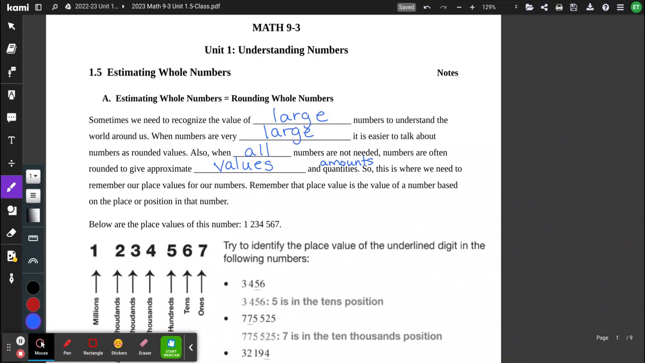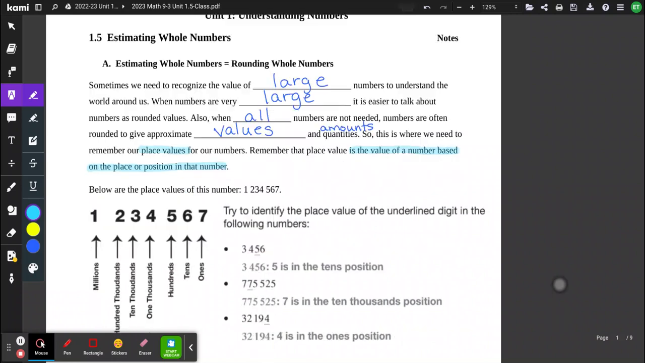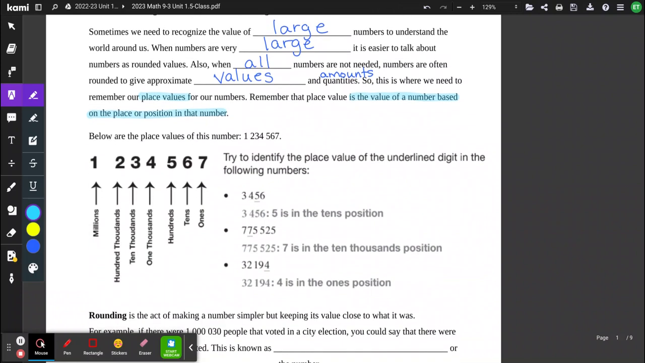So it says this is where we need to remember our place values. So if we got a highlighter, we're going to highlight place values there. Place value of the number, that is the value of the number based on the position in that order. So we're talking about the order of our place values, starting at the ones and moving to the left. Okay, so here we are with our first number. It's the numbers 1 through 7. So 1, 2, 3, 4, 5, 6, 7.